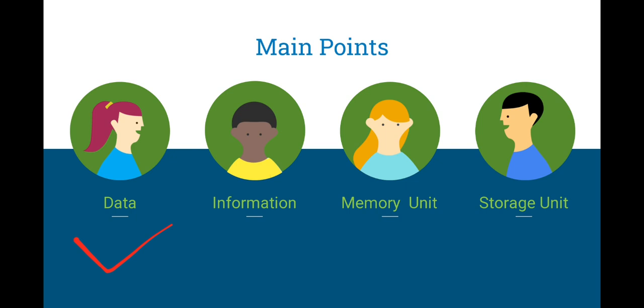We can also say that data is a raw material which is entered, which is input by the users into the computer, and information is processed data. Information is organized or classified data which has some meaningful value for the users and the receivers. Now move on to the next topic, that is memory units.